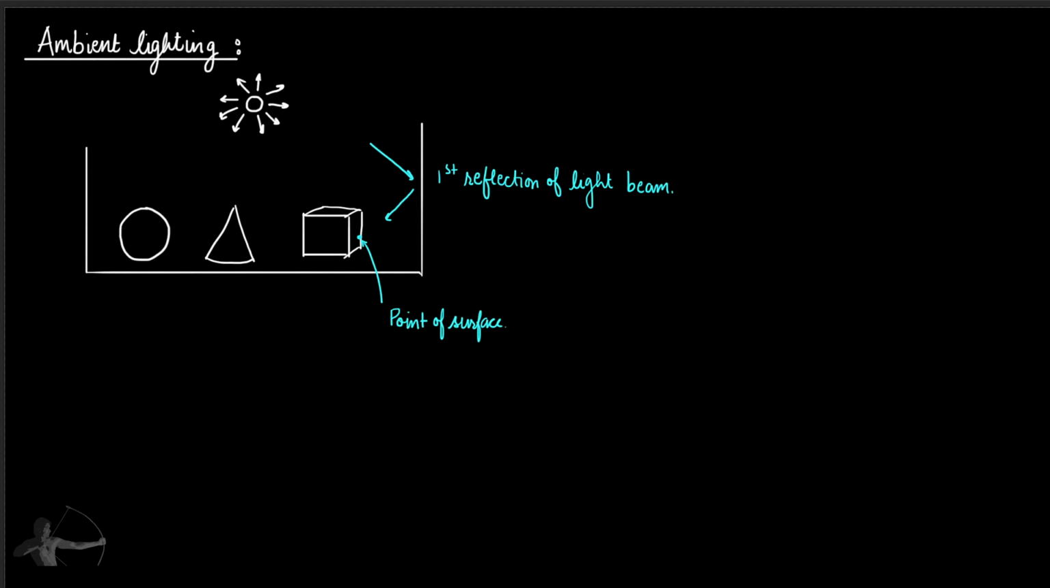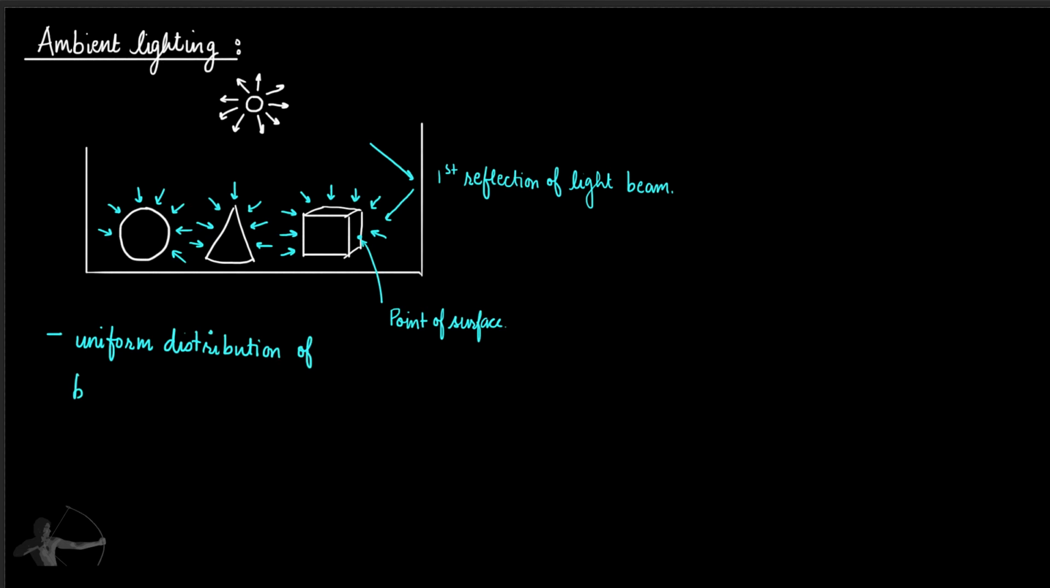When this light bounces so many times, all the points on the surface will be uniformly lit because there will be an equal amount of light coming from all the directions on all the points of the surface. So the distribution of the bounced light will be uniform in all the directions.